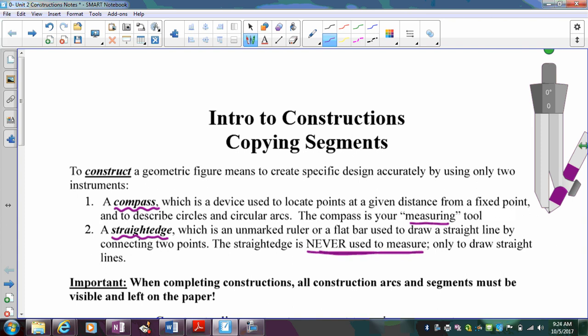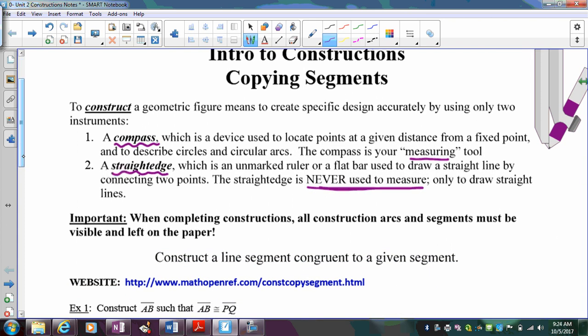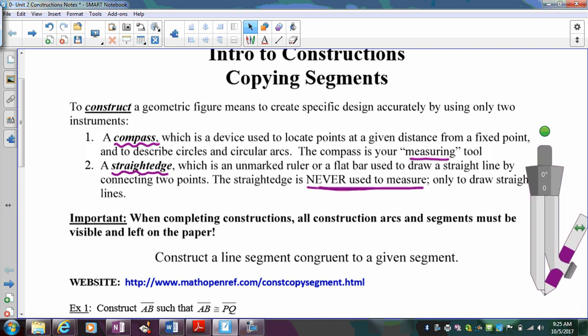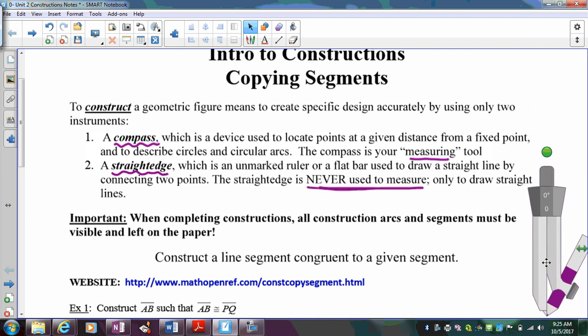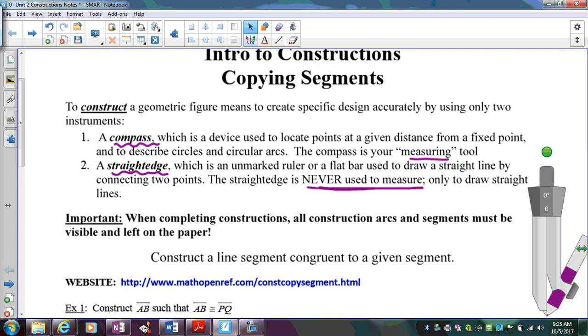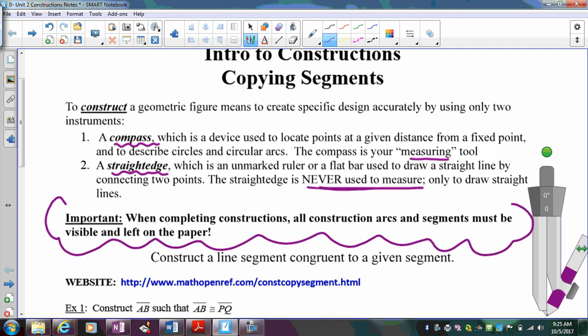So your compass is how you're going to measure. You're going to adjust the opening of your compass to measure something. When we're doing this, sometimes you might think, well, I want to get rid of arcs or lines or things that are created from the compass, so little arcs that you're going to see. You always want to keep those, because that indicates to whoever's looking at your paper that you actually used a compass and a straight edge to do this. You didn't just eyeball and make up some stuff. So all the arcs and construction marks that you use are very important.